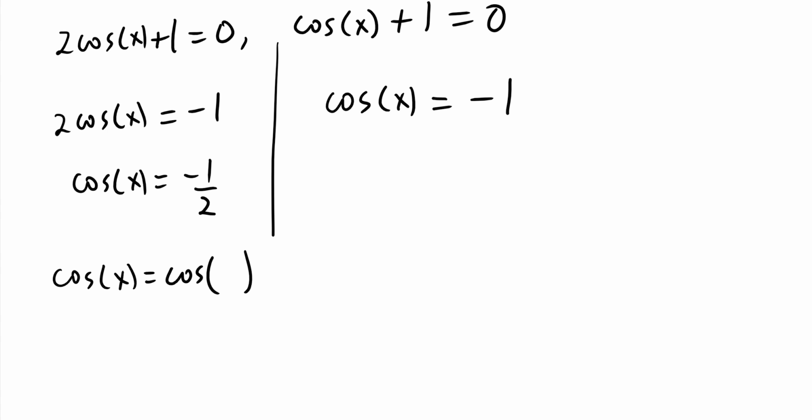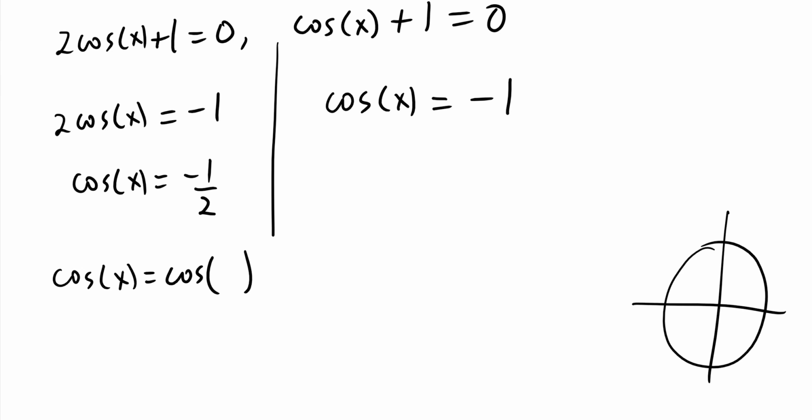As I showed you earlier, I remember it by dropping the negative. What's 1/2? Which angle is cosine 1/2? Cosine 1/2, that's 60 degrees, or pi over 3. But I need the one in the second quadrant. Just remember the symmetry: it's pi minus pi over 3. So that's 2 pi over 3, or 120 degrees.